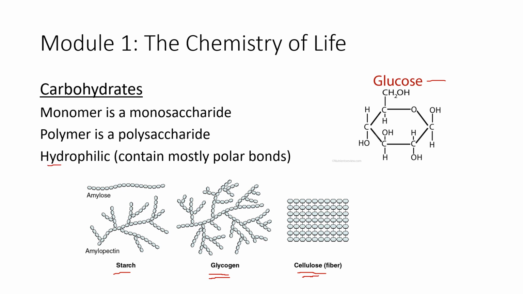Carbohydrates are hydrophilic because they contain mostly polar bonds. And if you look at the molecule of glucose here, you see carbon with oxygen, oxygen with hydrogen, oxygen with hydrogen, oxygen with hydrogen. And as I told you before, those are going to be polar covalent bonds, electrons being unequally shared. A polar molecule like this is going to form hydrogen bonds with water when you put it in water, and that allows it to dissolve.